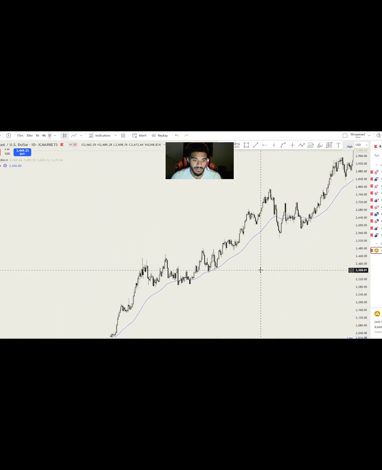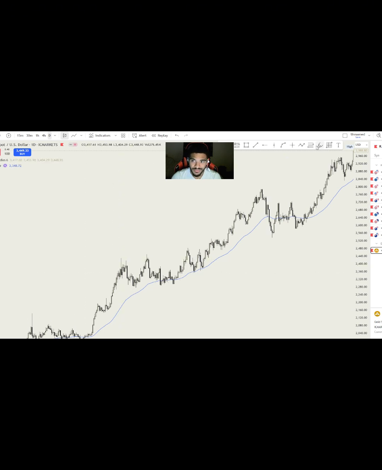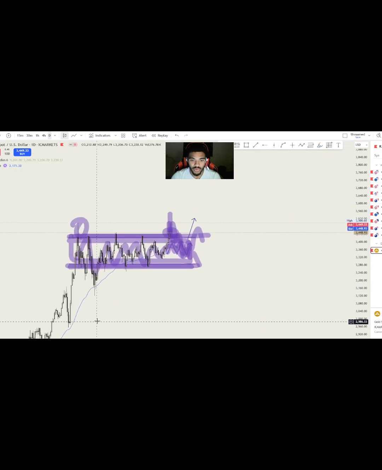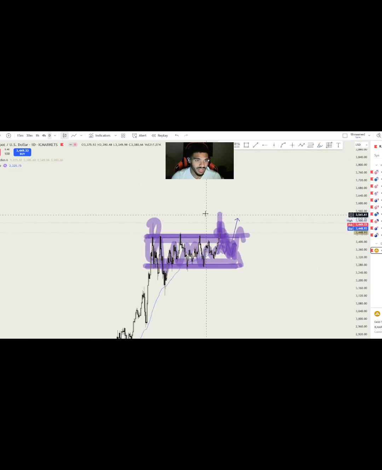Previously gold kind of did the same thing here, consolidating. As you can see, what did it do? Messed about, broke, and then once it fully broke, it started to push up. So we're at pretty much all-time highs now, so we'll just have to wait and see.